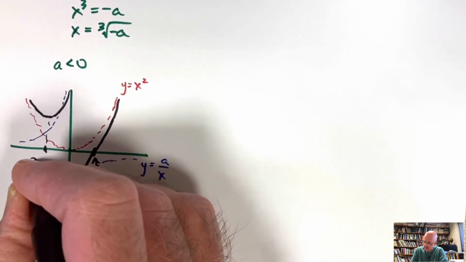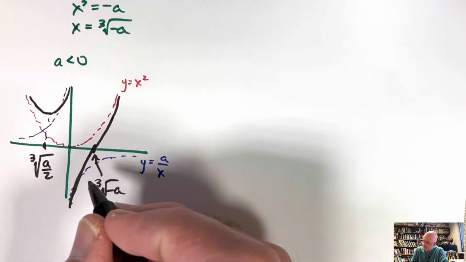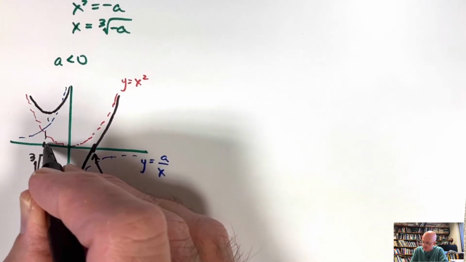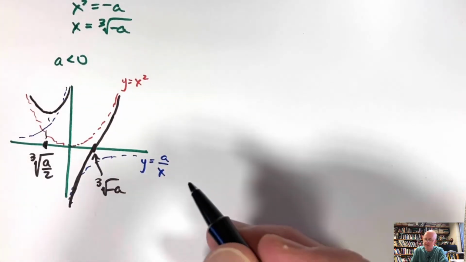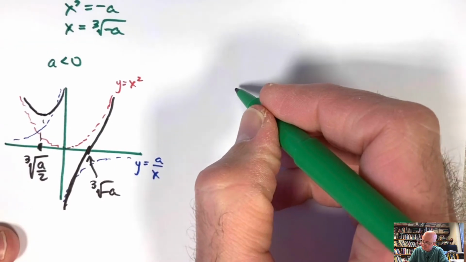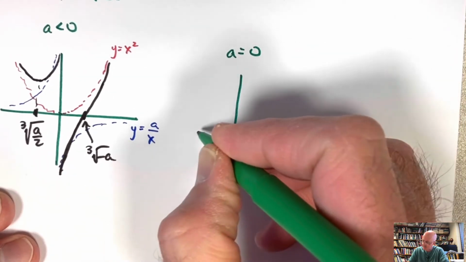This would be the cube root of a over 2. It would be closer to the origin than this one is. So something about like this is what the graph looks like when a is negative. When a equals 0, it's the x squared function.